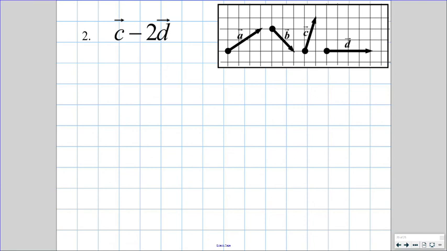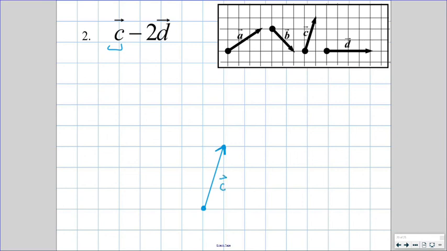Okay, so let's take a look at number 2. We have C minus 2D, so we're going to start by drawing C, and then we'll draw the negative 2D. We're going to change direction for vector D, and then change its magnitude by multiplying all the components of D by 2. So vector C first. Vector C is right 1 and up 3, so pick a place to start. I'm going to color code this. I'll start down here. Okay, right 1 and up 3. This is where the head of vector C is going to be. Okay, so there's our vector C.